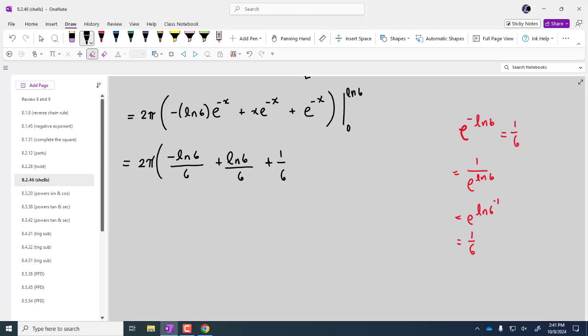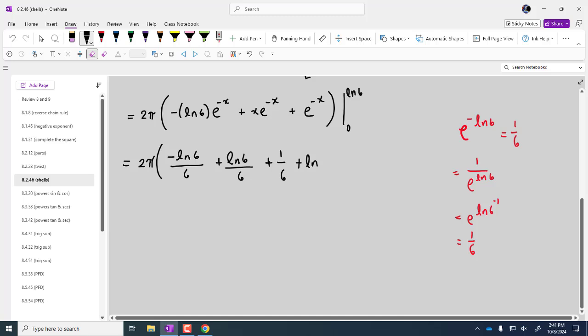Now we plug in 0, and we're subtracting off the antiderivative at 0. Plugging in 0 here gives 1. Plugging in 0 here gives 0. Plugging in 0 here gives 1. So plugging in 0 there, we're subtracting, so this is going to be plus natural log of 6, minus, minus 0, minus 1.